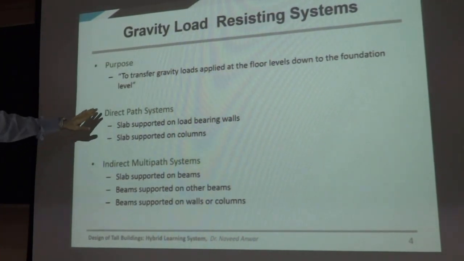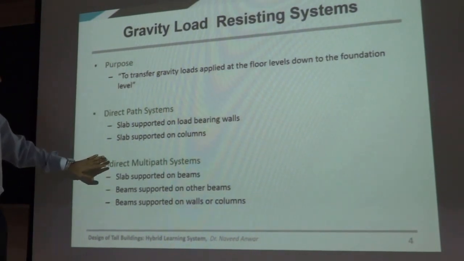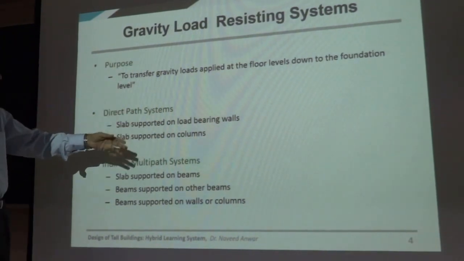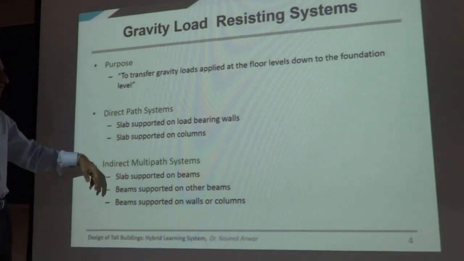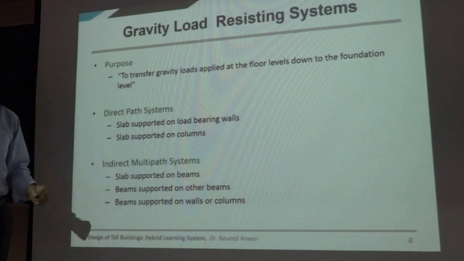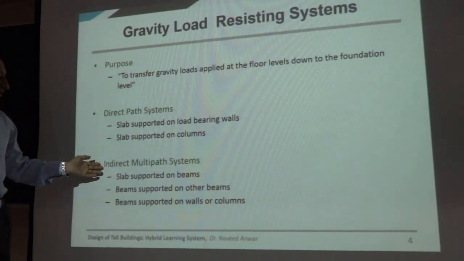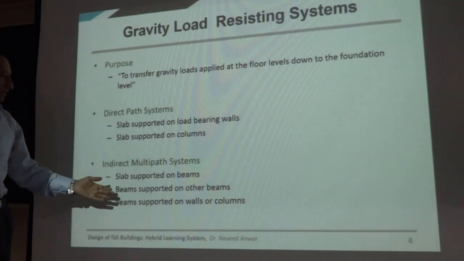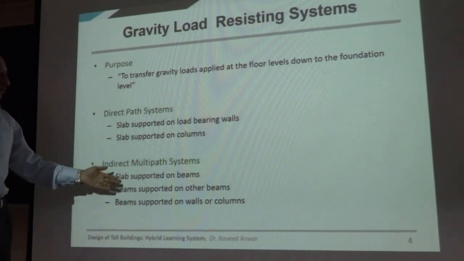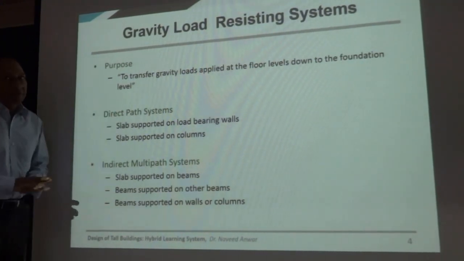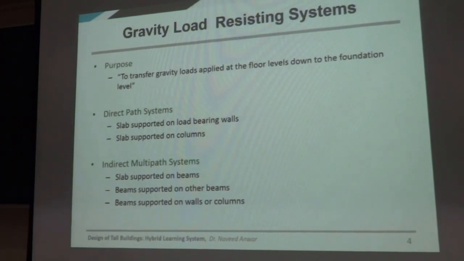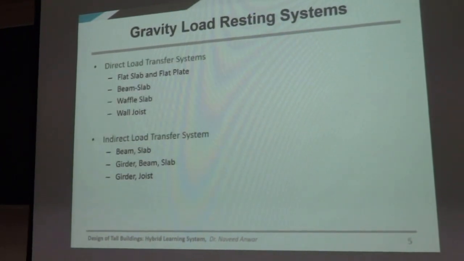There are direct path systems or indirect path systems: slabs supported on walls, which are directly supported on foundations, or slabs supported on columns and columns directly supported on foundations, or indirect multiple path, in which slabs are supported on beams, beams supported on columns, other beams, and beams supported on columns, and so on. So depending upon how long the path is, the analysis becomes equally complex. So we are going to study both the paths, direct and indirect, or multi-path.